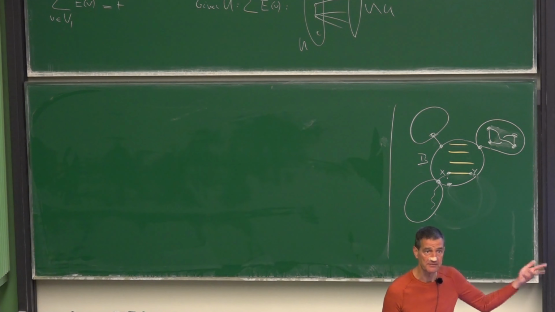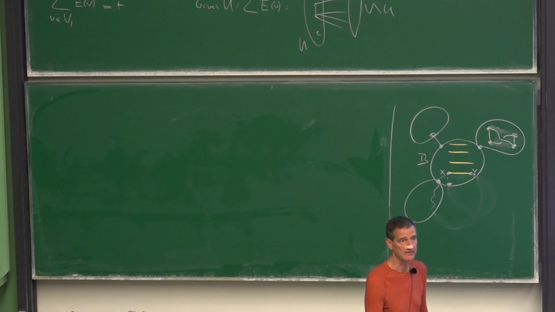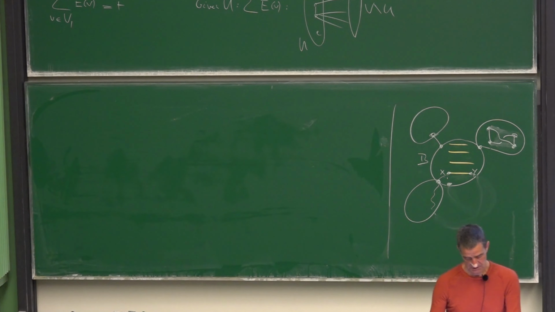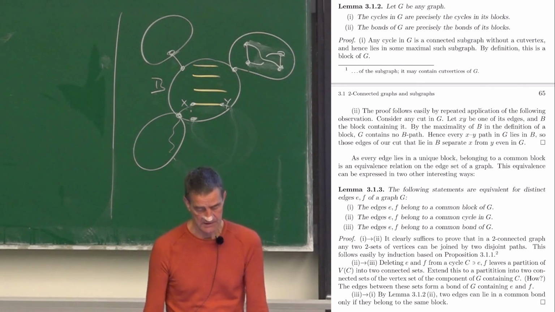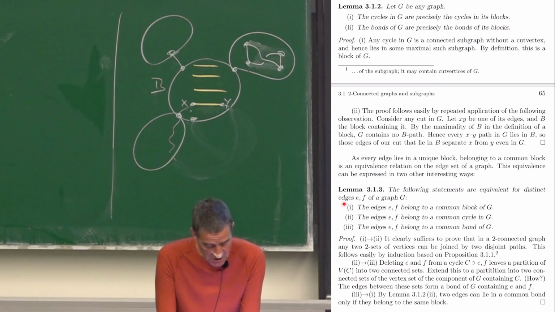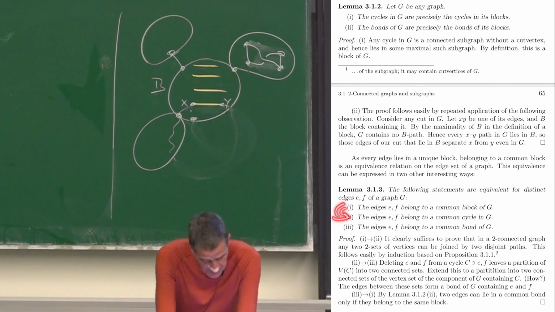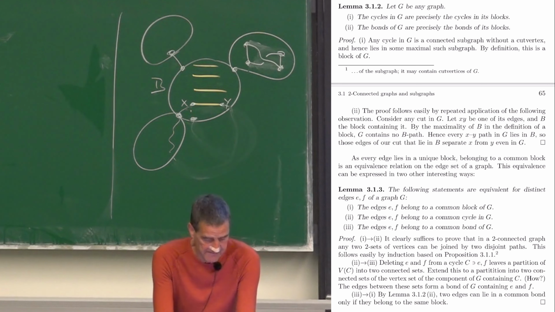One, for example, is from the way two-connected graphs are generated. Remember, by tacking on H-paths, that's graph theory 1 early on. Okay, so if two edges belong to the same block, they belong to some common cycle.